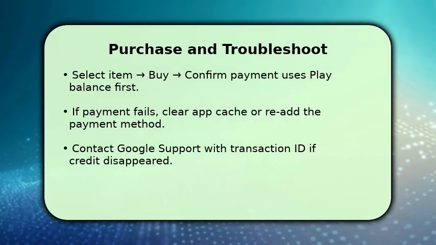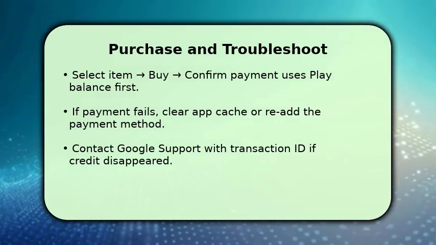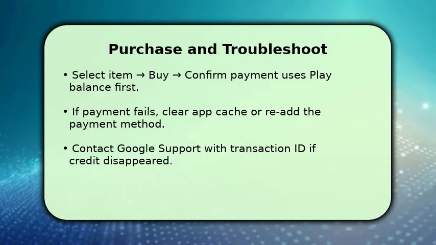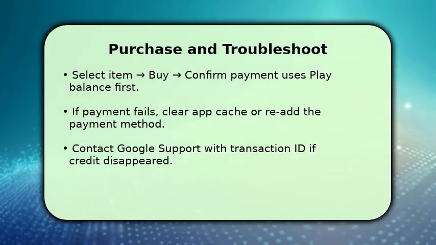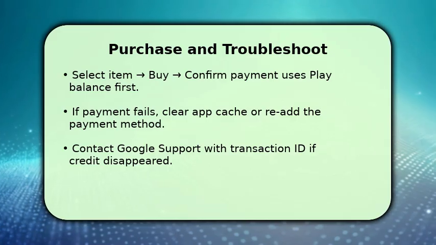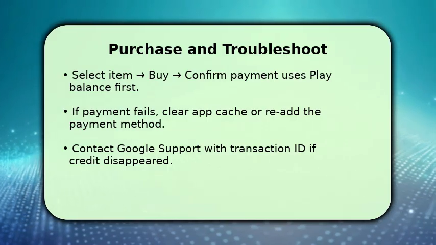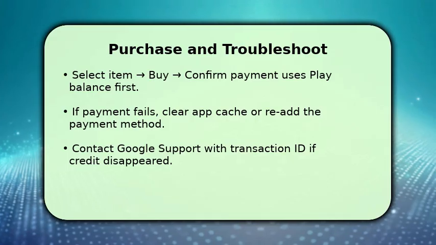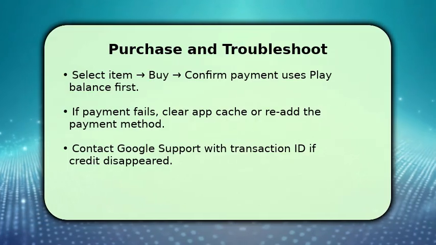If a payment fails, clear Google Play Cache, sign out and back in, or remove and re-add the payment method to refresh tokenization. If balance still appears missing, gather the transaction ID and contact Google support. This allows them to trace redemptions or reversals.